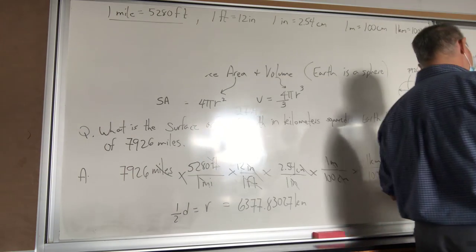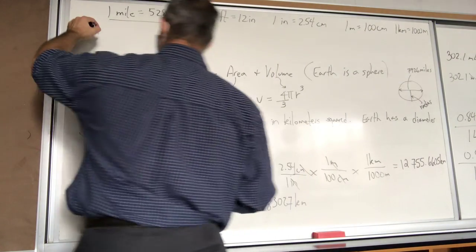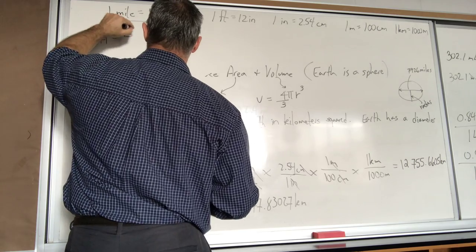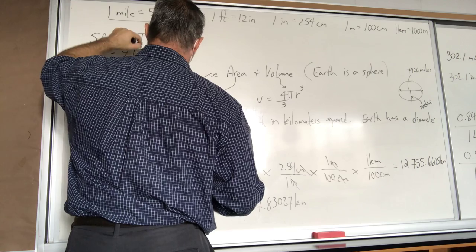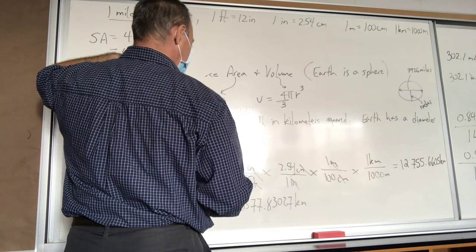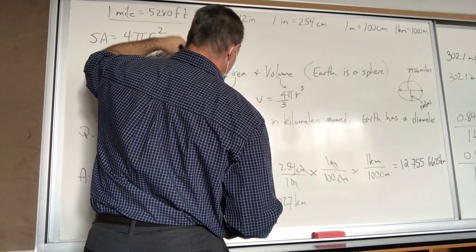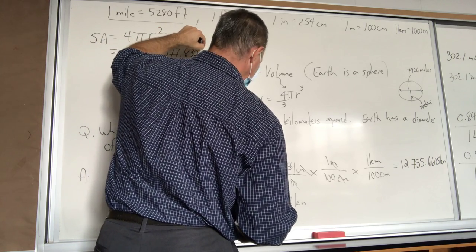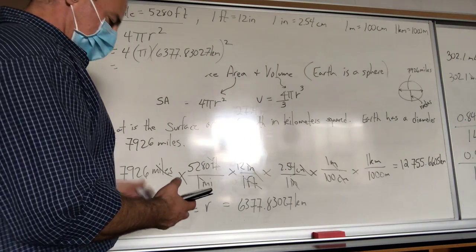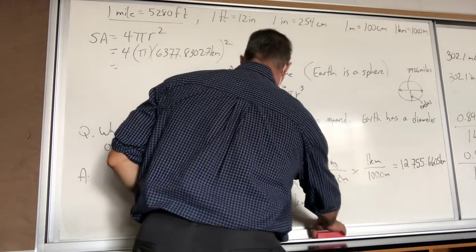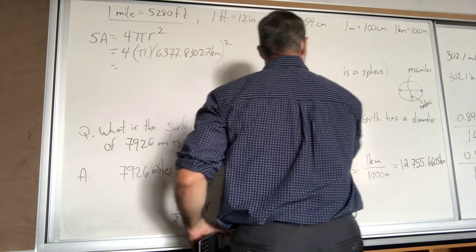We're nowhere near finished. We still have to now calculate the surface area of the Earth. Surface area of any sphere is 4 times pi times the radius squared. So let's plug in those numbers. 4 times pi, which is in our calculator, so we'll just write pi. And then we'll put this number in square: 6,377.83027 kilometers, all squared. Let's see what we get. So I'm going to square that number. See what I'm getting at.